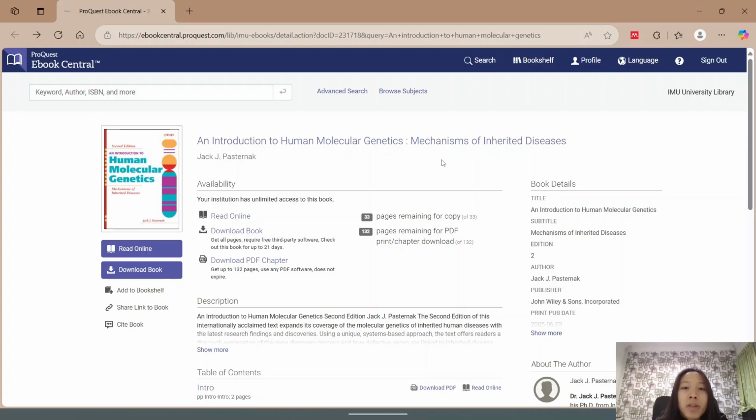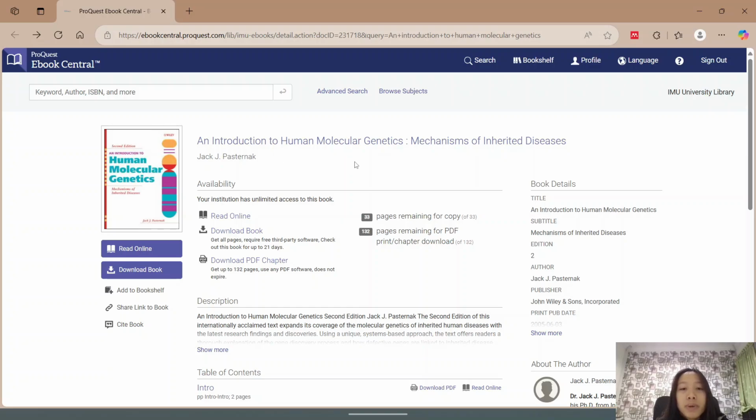Here, we're going to do a book review on An Introduction to Human Molecular Genetics: Mechanisms of Inherited Diseases. It was published in 2005 and was written by Jack J. Pasternak.